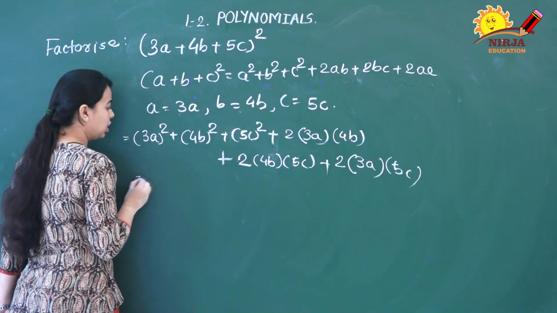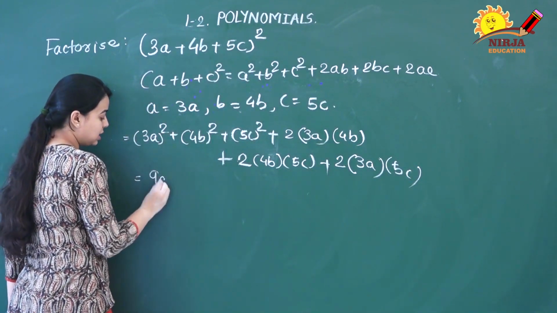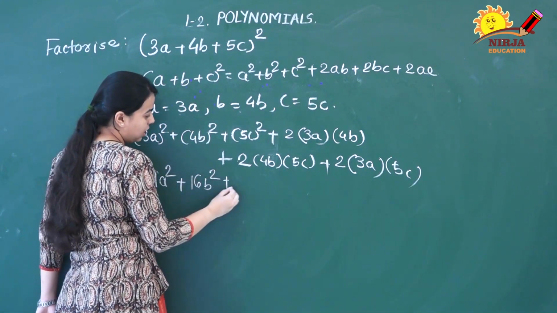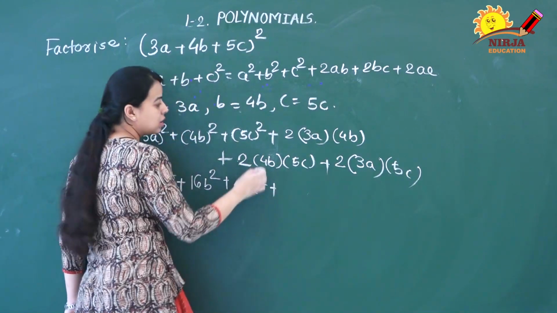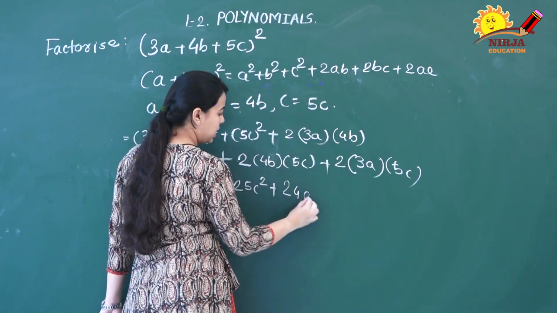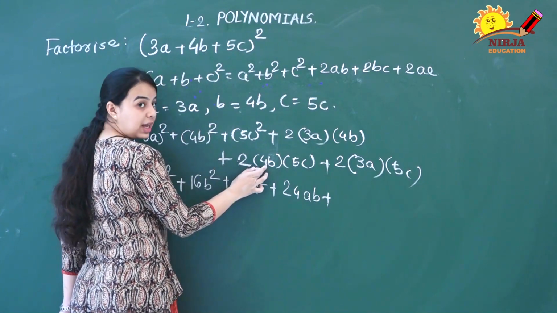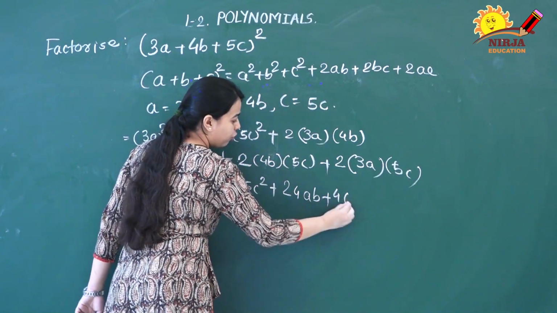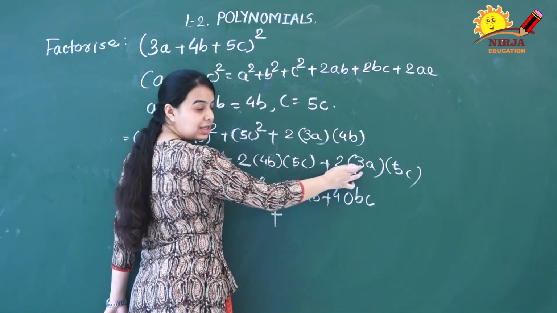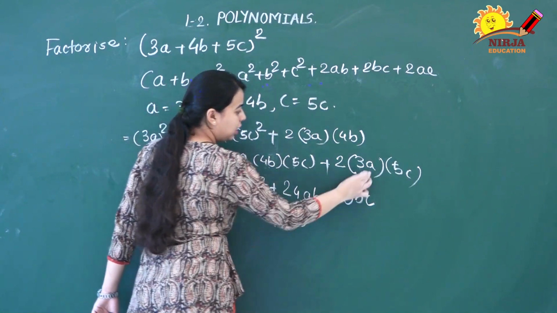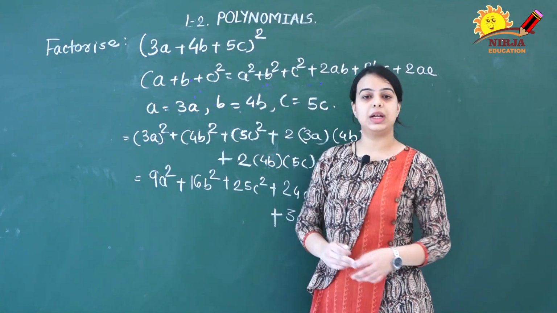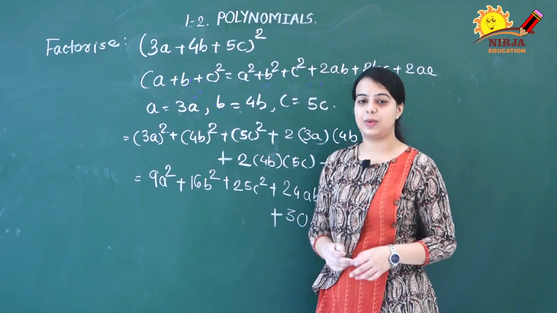If we solve it further, (3a) whole square is equal to 9a square, plus 4 4s are 16b square, plus 25c square, plus 2 3s are 6, 6 4s are 24ab, plus 2 4s are 8, 8 5s are 40bc, plus 2 3s are 6, 6 5s are 30ac. So this way you can use any algebraic identity and you can solve any expression.